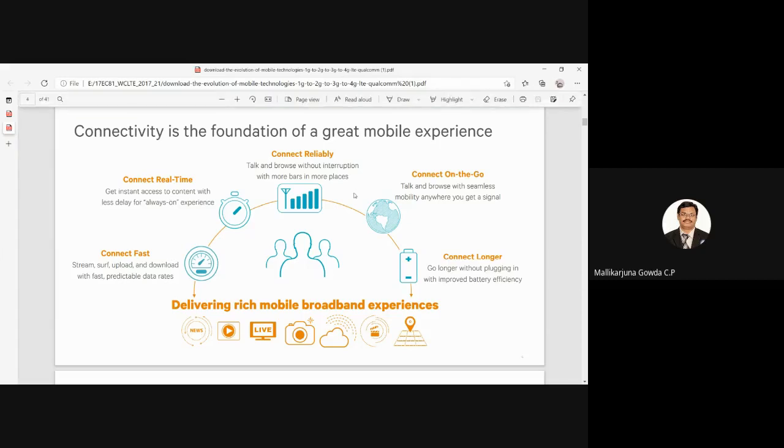Then connect reliably means we'll be able to talk and browse without any interruption, right? With more signal strength. So more bars. This indicates good signal strength.